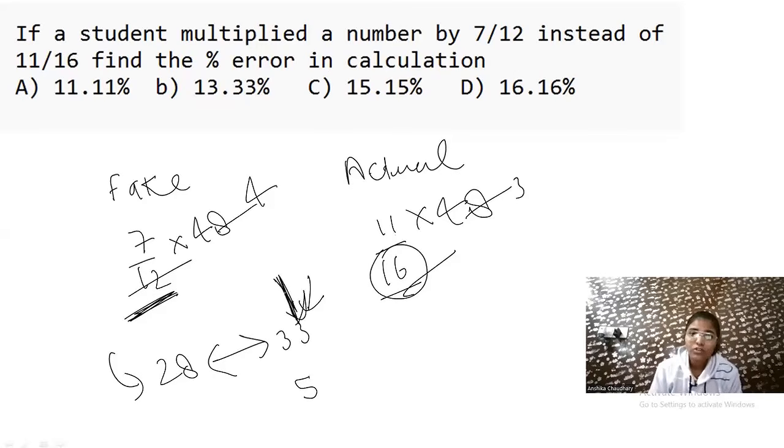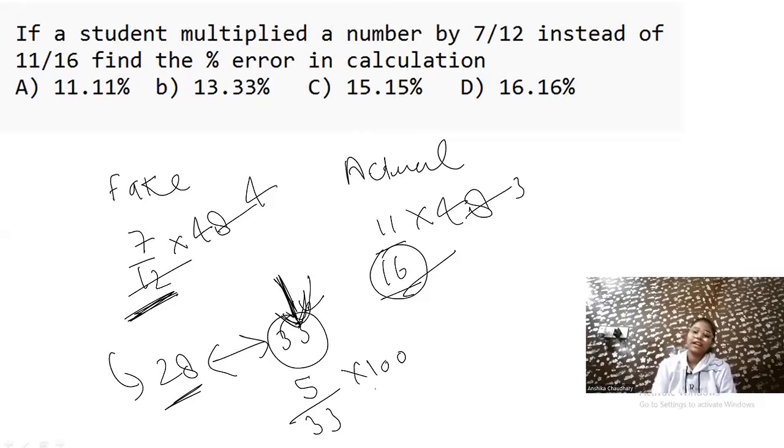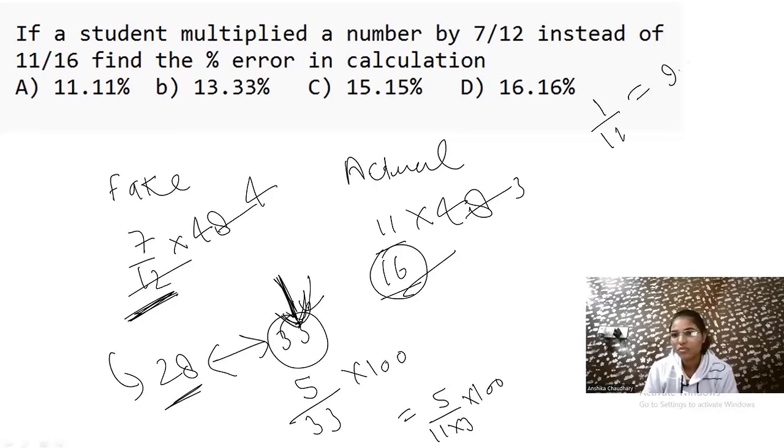So here you need to focus. Don't write 28 in the denominator of 5. This should be 33 because this is the actual value, into 100. Now again, how will you solve this? We can take it like this: 5 upon 11 into 3 into 100. We know in the percentage chart 1 upon 11 is equal to 9.09. So what will it become? 5 upon 3 into 9.09.